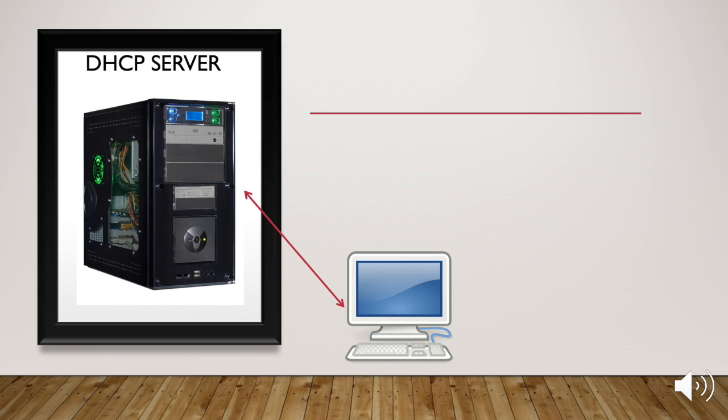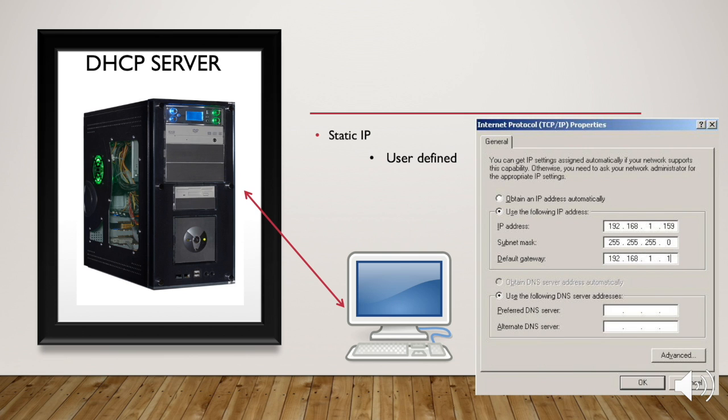Let's take a look at a static IP address. A static IP address is a fixed address and cannot be changed unless it is manually changed. It is user-defined by the network admin. To assign the IP address, the network admin will open up the TCP/IP properties and select Use the following IP address, which they have input as 192.168.1.159.